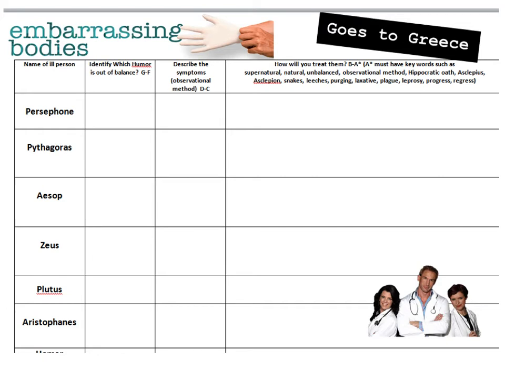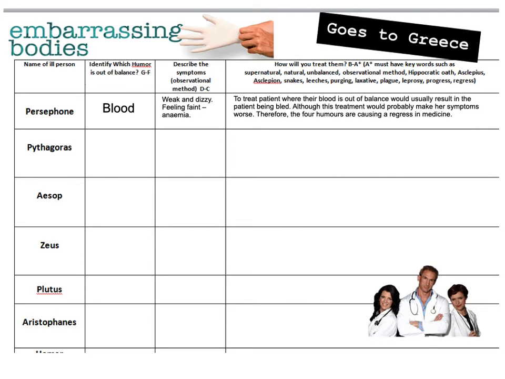For example, Persephone has a fever, so she's got too much blood. So in order to treat her, what we'll do is the opposite of blood. So blood is hot and wet, so we need something cold and dry. We could also purge her, do some bloodletting. Give it a go, see what you can come up with.